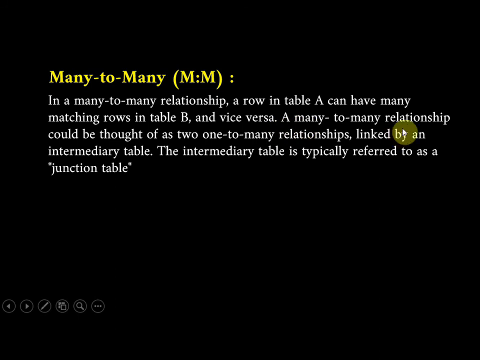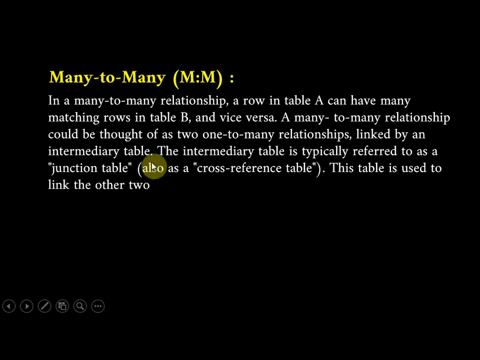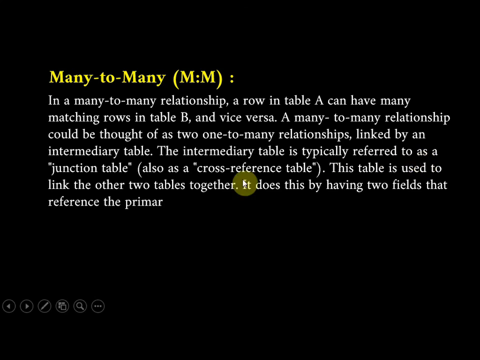A many to many relationship could be thought of as two one to many relationships linked by an intermediary table. The intermediary table is typically referred to as a junction table, also as a cross reference table, and this table is used to link the other two tables together, and it does this by having two fields that reference the primary key of each of the other two tables.